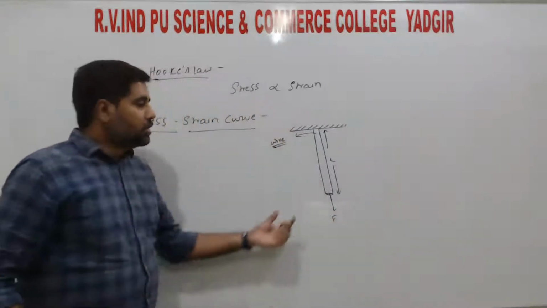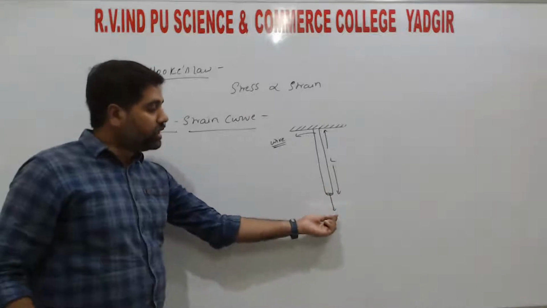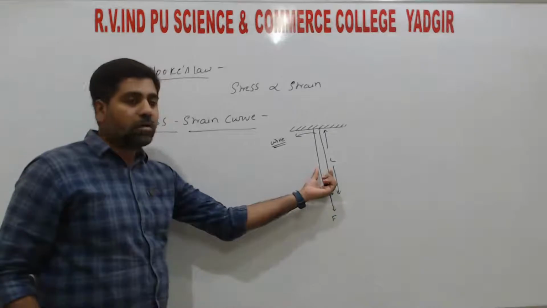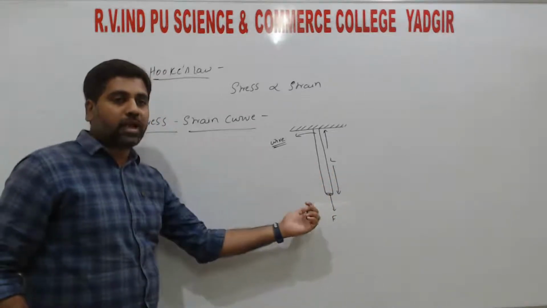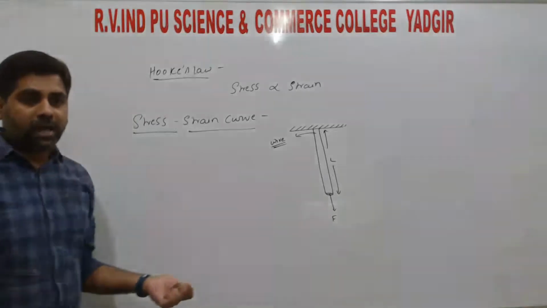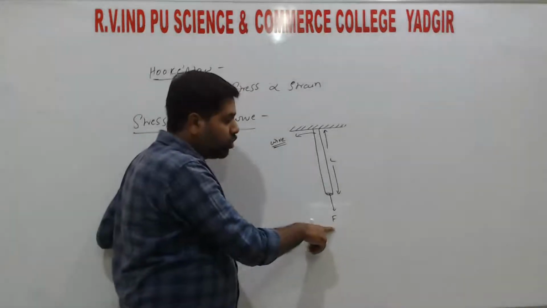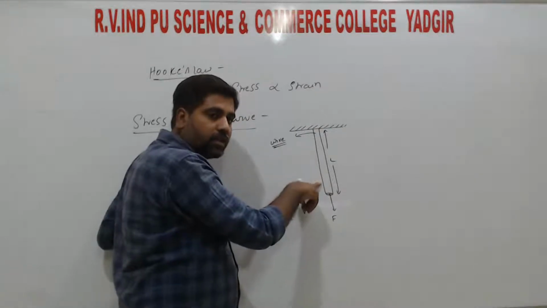So the wire is under tensile stress. Due to this tensile stress, there is a change in configuration of the wire. That means the length of the wire increases. That is tensile strain, right? Here we are applying the load, and due to this load there is a change in configuration. Which configuration? That is length.